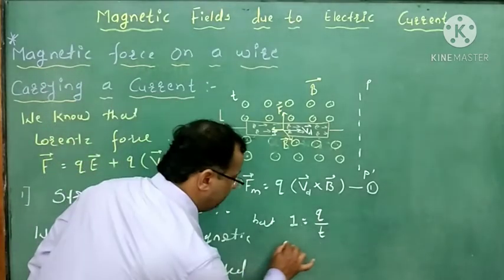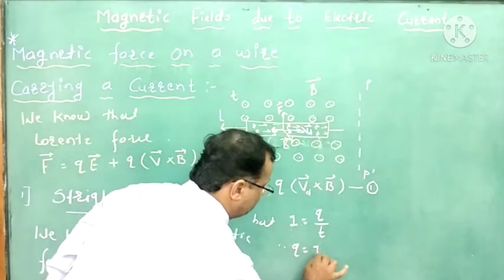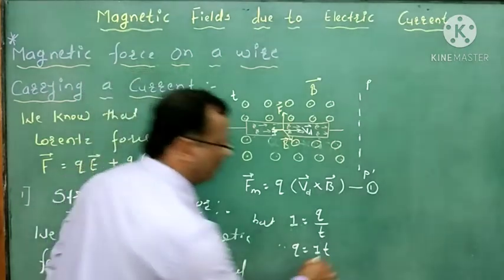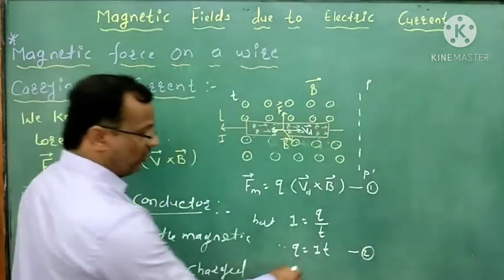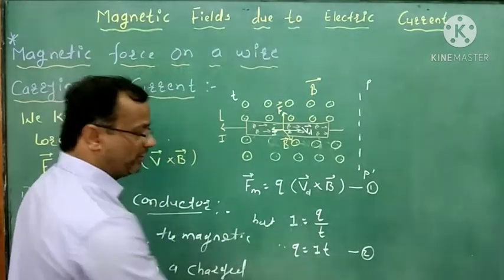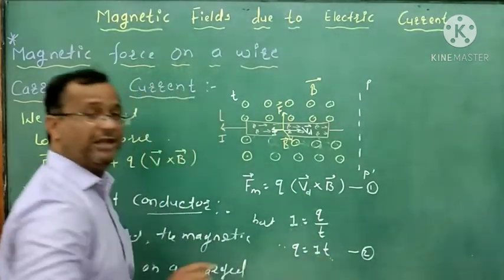Therefore, Q is equal to I into T. Suppose this is equation number 2. Now we want to substitute this value, but before that, we want to substitute the value of small t.